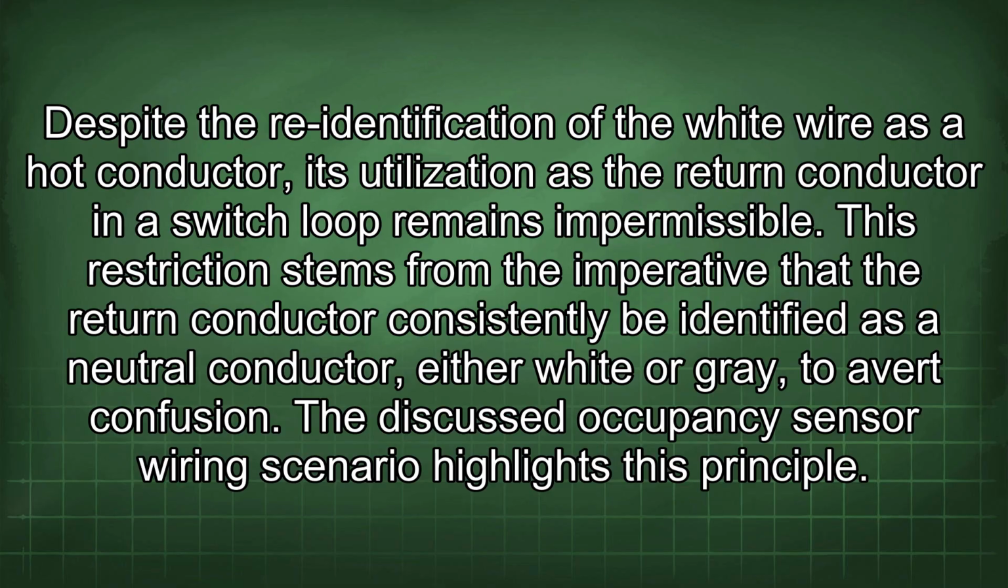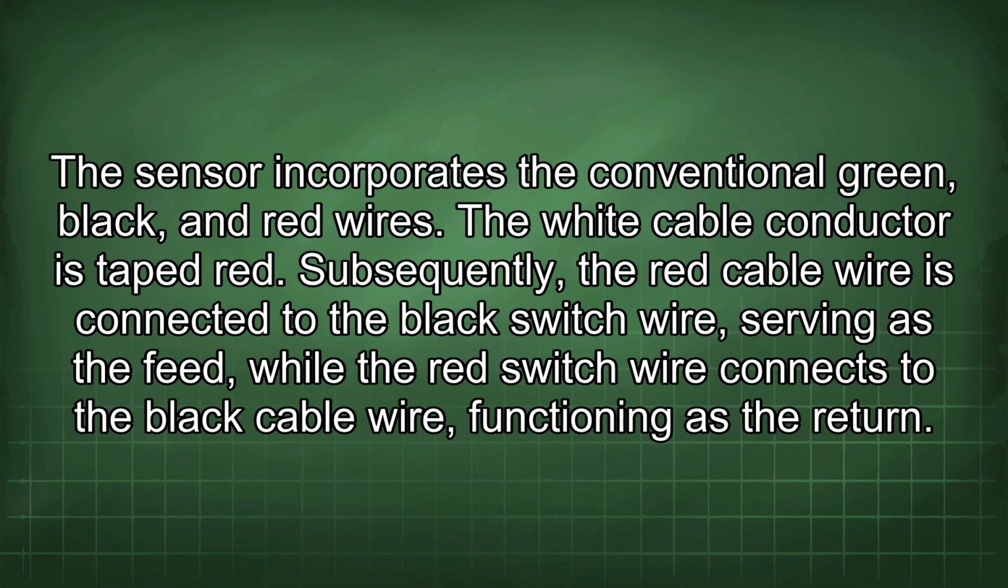The discussed occupancy sensor wiring scenario highlights this principle. The sensor incorporates the conventional green, black, and red wires. The white cable conductor is taped red. Subsequently, the red cable wire is connected to the black switch wire, serving as the feed, while the red switch wire connects to the black cable wire, functioning as the return.